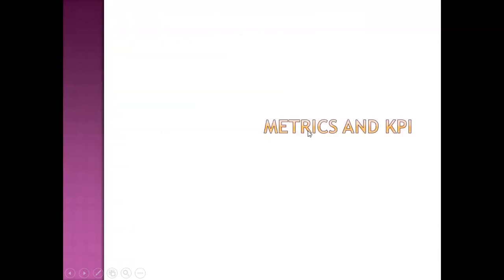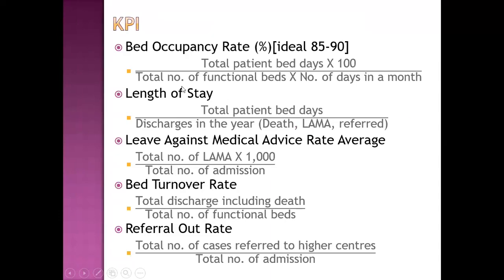Then various matrices and key performance indicators. These include bed occupancy rate, which is in percentage. An ideal bed occupancy rate should be 85 to 90. Less than 70 and more than 95 is a matter of concern. The formula for bed occupancy rate is total patient bed days divided by total number of functional beds into number of days in a month. This entire thing is multiplied by 100 because it is in percentage.